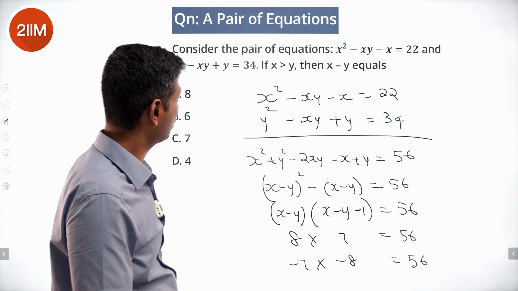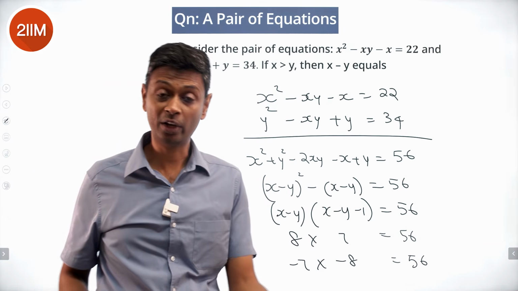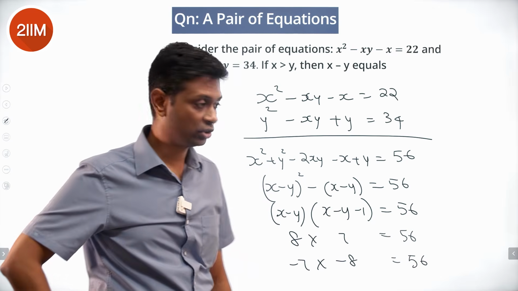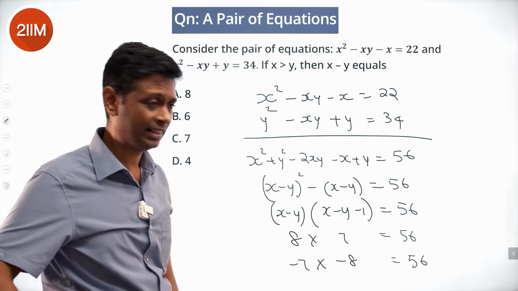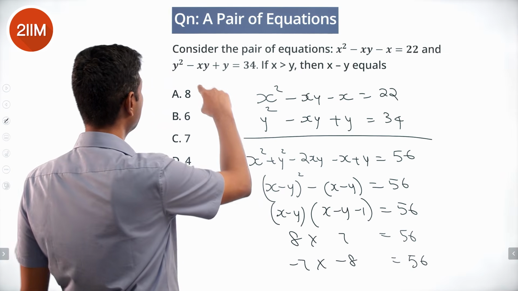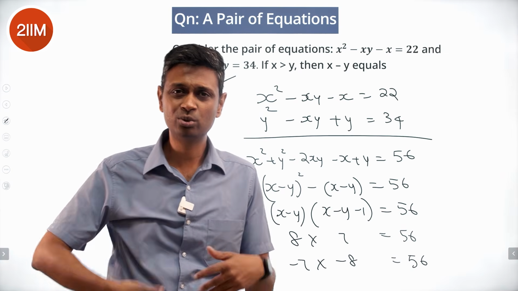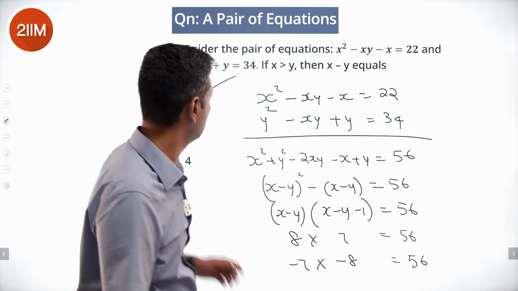Nicely done. We want to find x minus y. X is greater than y. That means x minus y is positive. So we cannot have minus 7 into minus 8. X minus y should be 8. The choice is done. Adding these two, it opens the lock straight away.